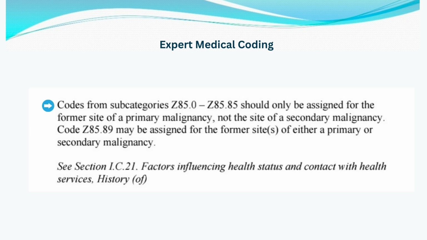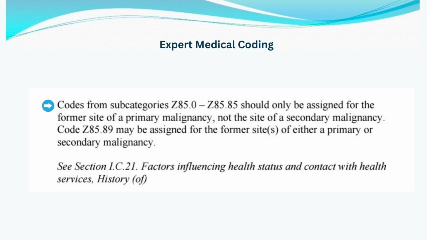Codes from subcategories Z85.0 to Z85.85 should only be assigned for the former site of a primary malignancy, not the site of a secondary malignancy. Code Z85.89 may be assigned for the former site of either a primary or secondary malignancy.